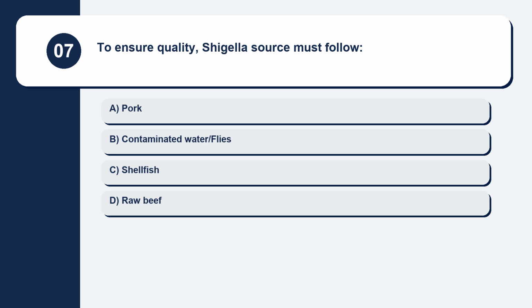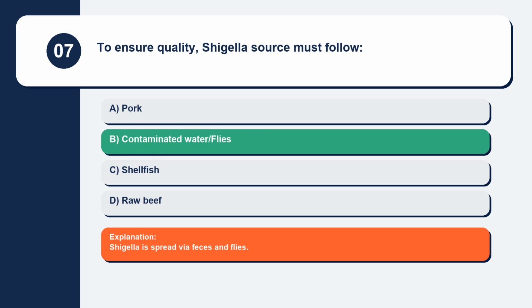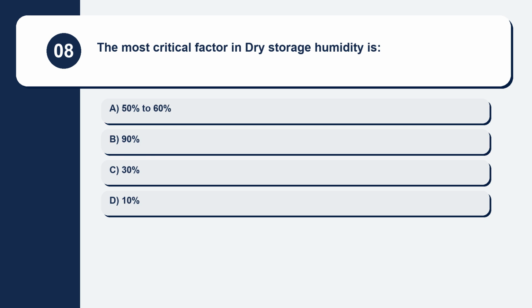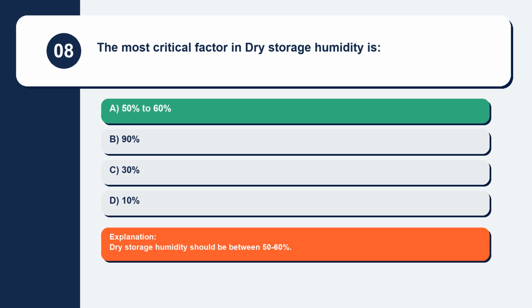Question 7. To ensure quality, Shigella source must follow pork, contaminated water/flies, shellfish, raw beef. Shigella is spread via feces and flies. Question 8. The most critical factor in dry storage humidity is 50% to 60%, 90%, 30%, 10%. Dry storage humidity should be between 50 to 60%.